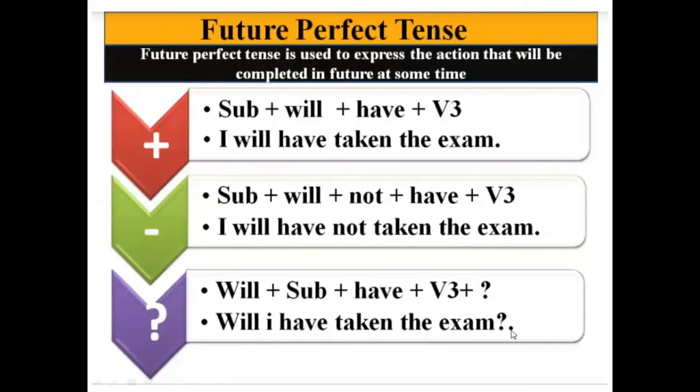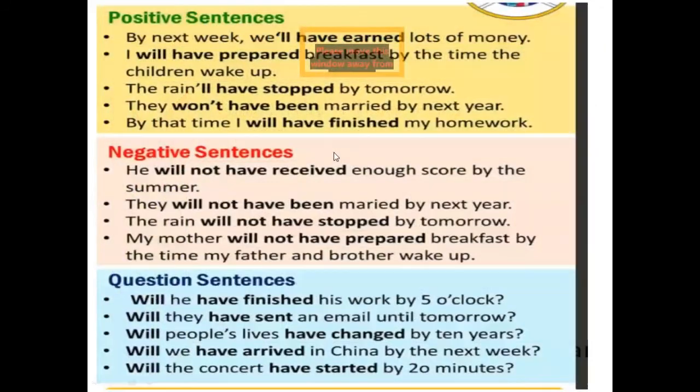If we are making the interrogative sentences, we use the helping verb will before the subject. Then after the subject, we use have. Means, will I have taken the exam? If some students are using will have I, that is the wrong structure. The correct structure is will I have taken the exam.